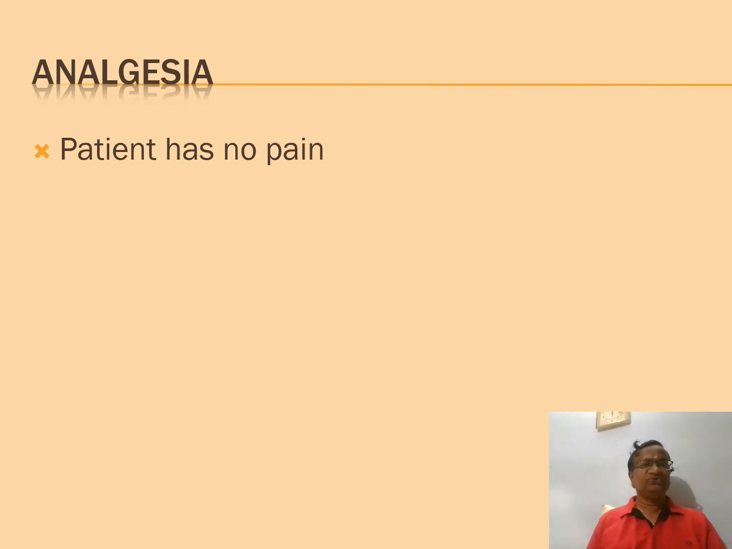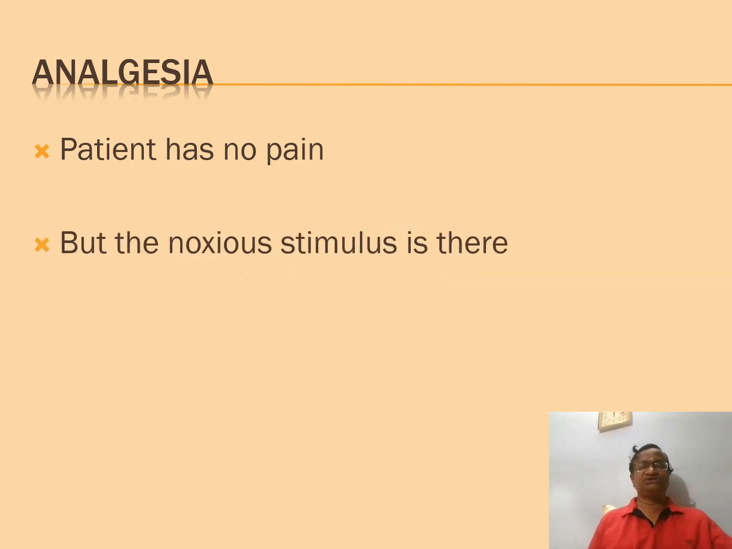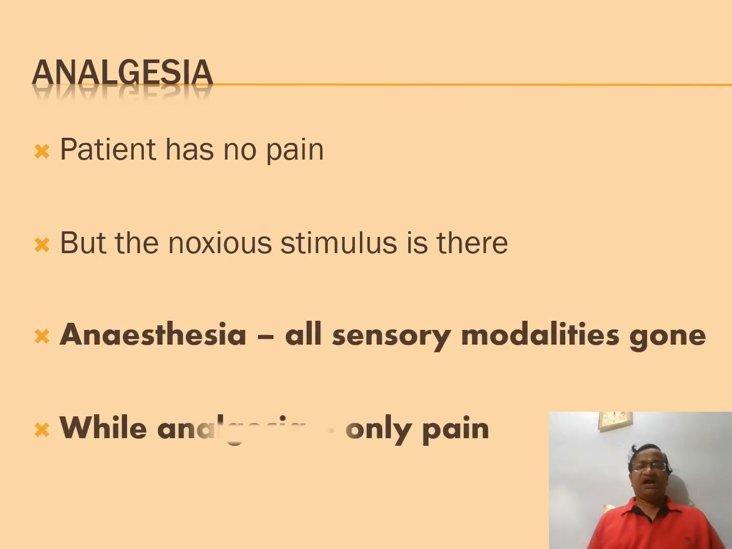Now we will go to some specific terms associated with pain. If the patient has no pain, but he has got the noxious stimulus, that is what is called analgesia. If the patient has pain, but there is no painful stimulus, then it is not called analgesia. Anesthesia means all sensory modalities are gone, while analgesia means only pain is gone.